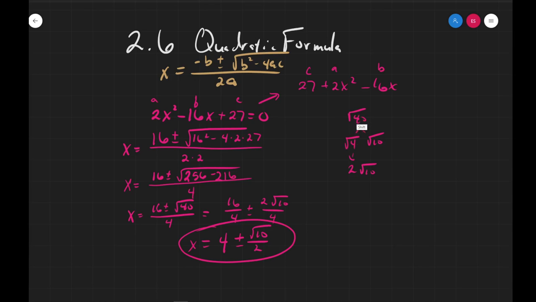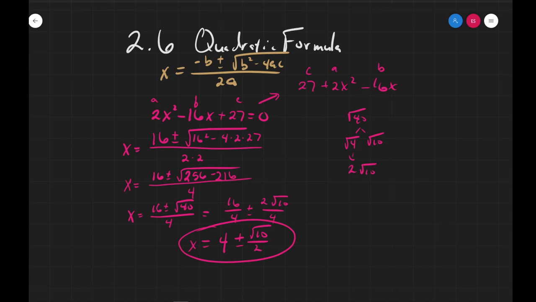So I said, okay, 40 splits into 4 times 10. 4 is a nice perfect square, becomes 2. 10 doesn't have any nice perfect squares, so we ended up with 2 times the square root of 10. I split this up into two fractions, 16 over 4, plus or minus 2 times the square root of 10 over 4. 16 divided by 4 reduced to 4, and then 2 times the square root of 10 divided by 4 is the square root of 10 over 2. So that's how you get your answer with these.